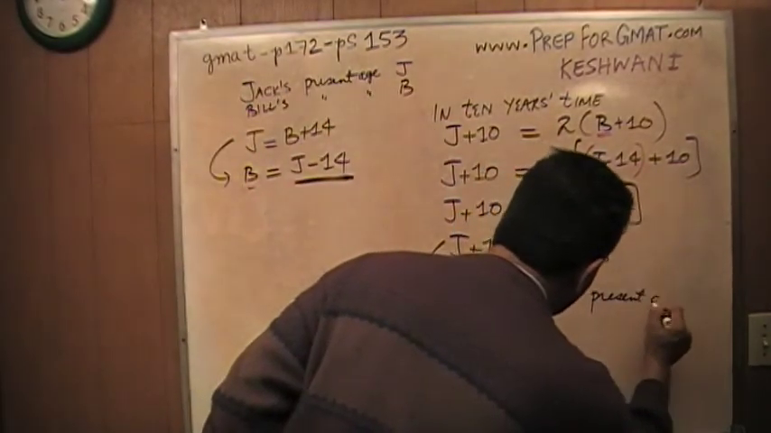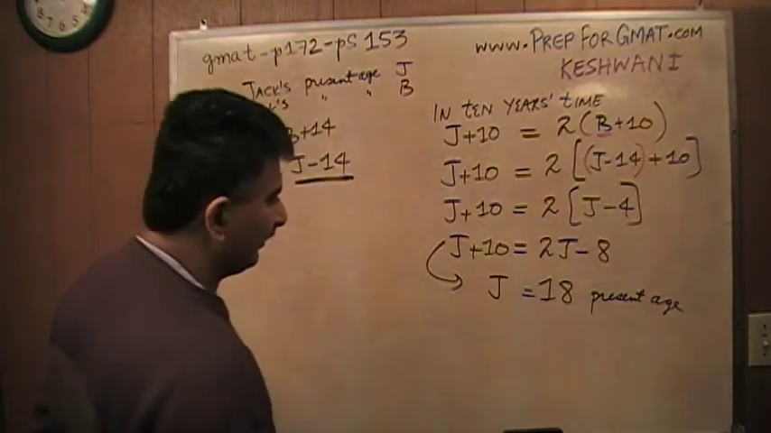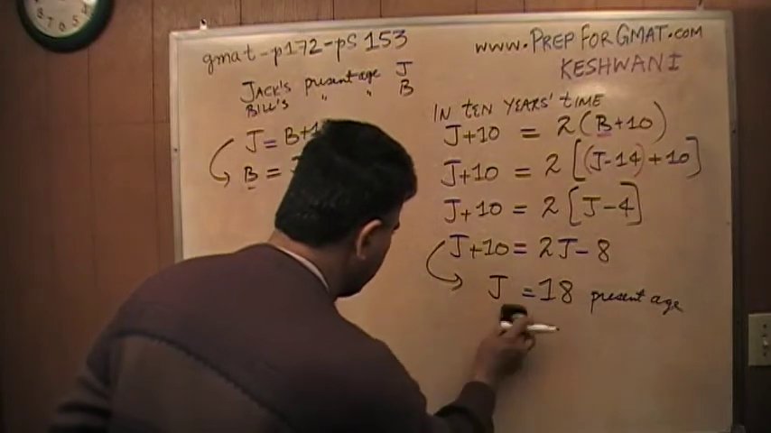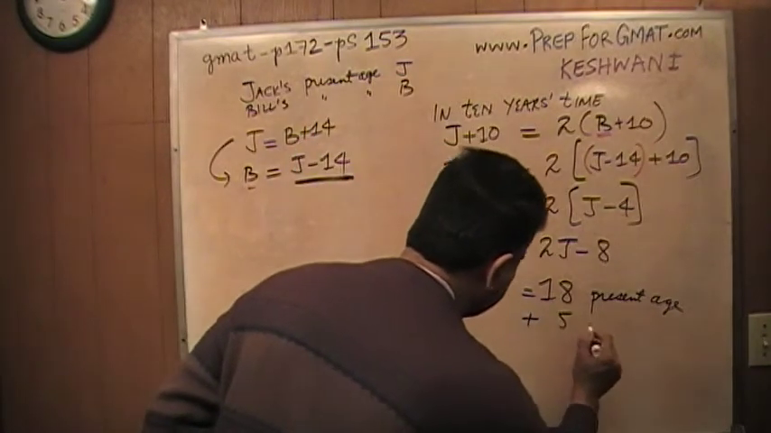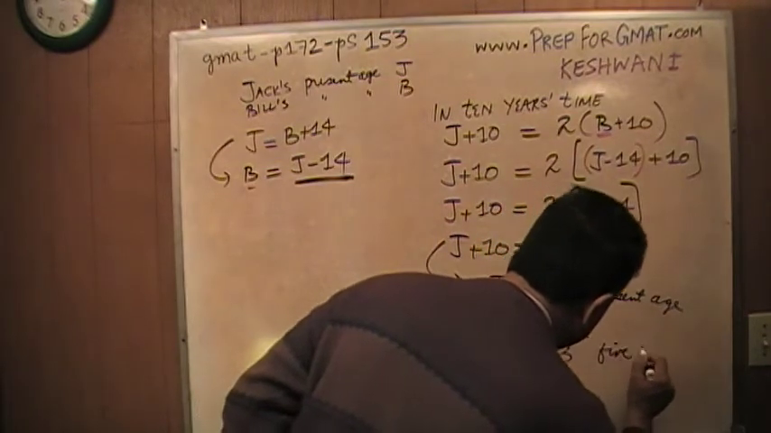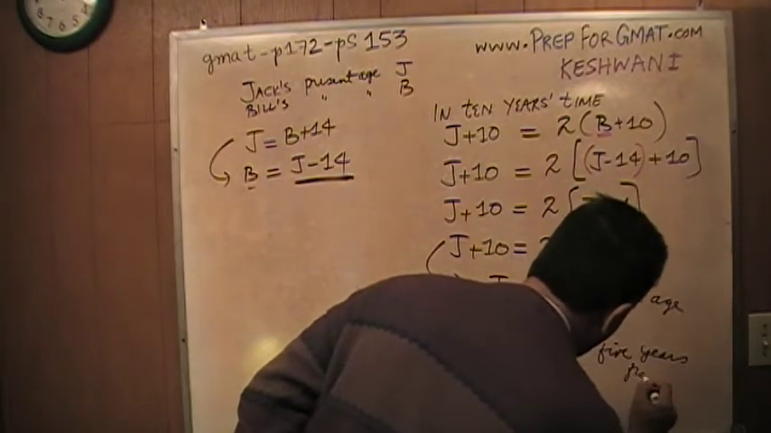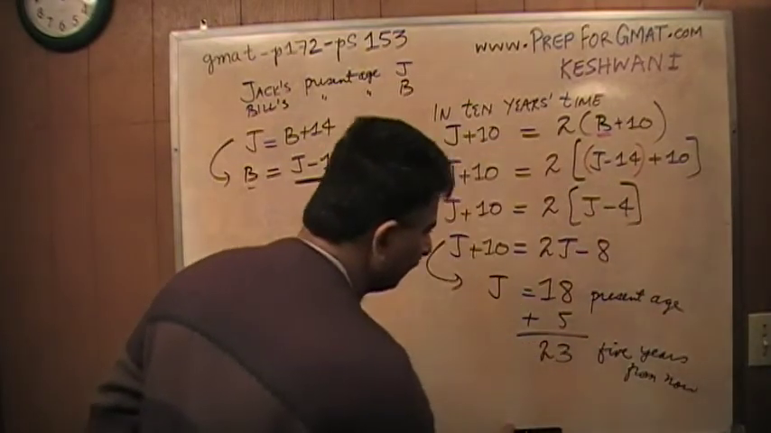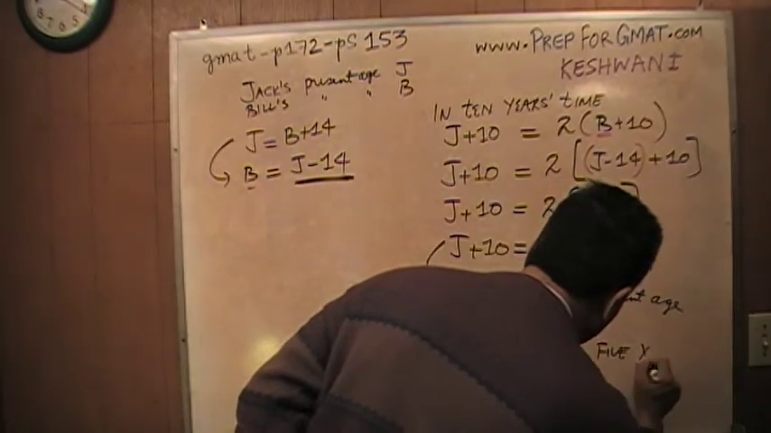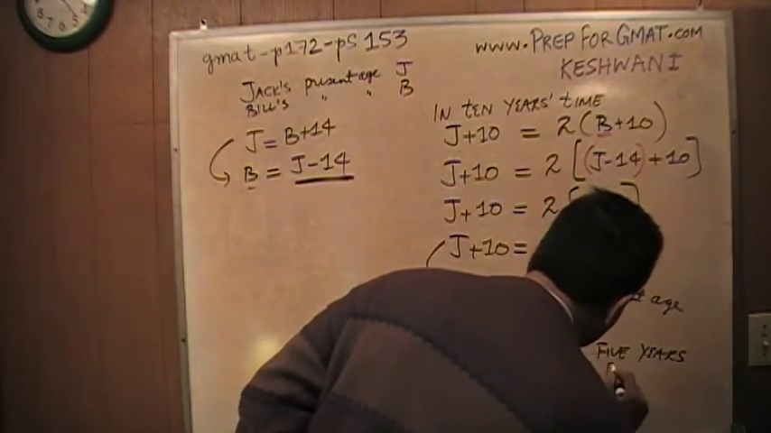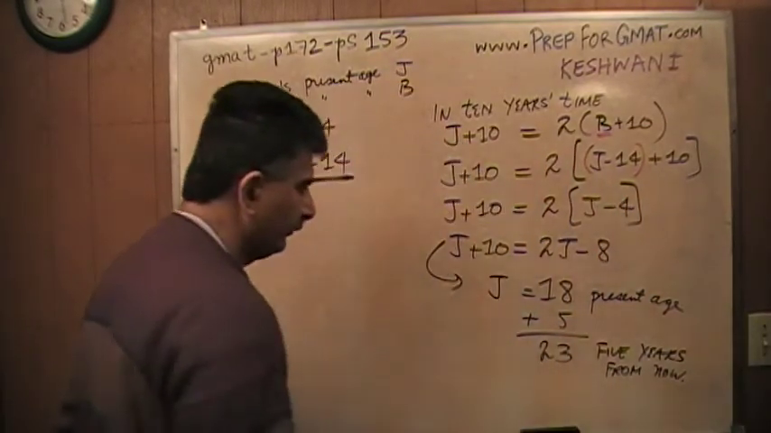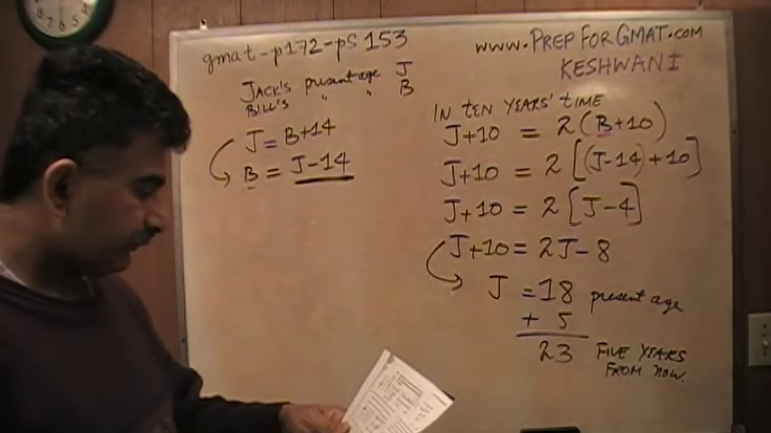This is present age. They're looking for the age 5 years from now. 5 years from now, this will be his age 5 years from now. I don't know if you can read my handwriting. That's it. The answer is D.